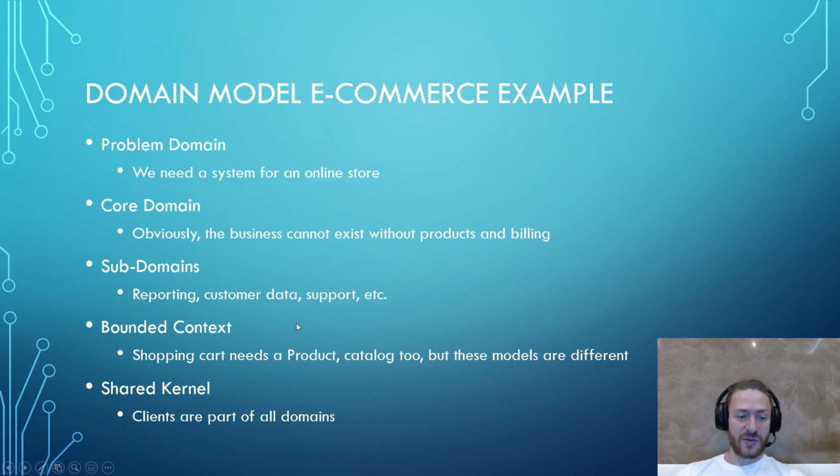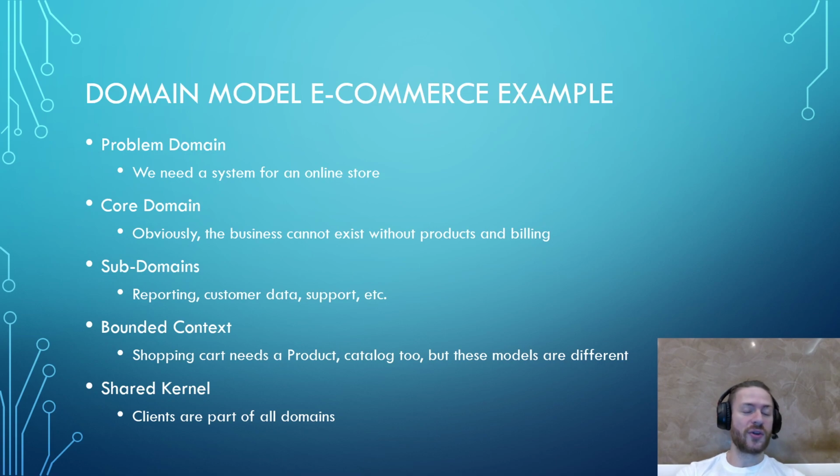Bounded context. We have a responsibility of a shopping cart, which needs a product. Then we have a responsibility of the catalog. So we have two bounded contexts with different responsibilities, the shopping cart and the catalog. But in the shopping cart, we need to add a product, so the shopping cart uses a product. The catalog also uses a product. But these two product models are different because they are parts of different boundaries.